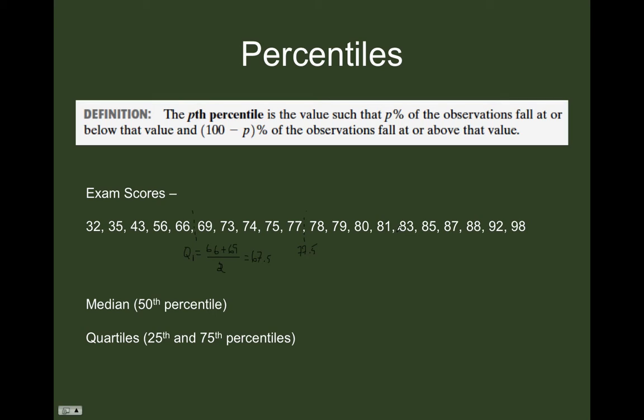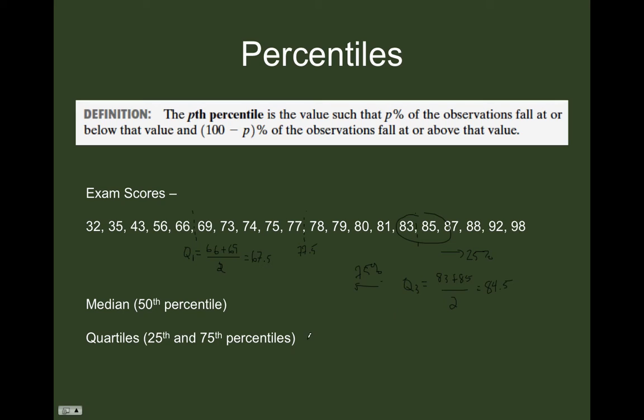And then we can do the same thing down here for the 75th percentile, which means 75% below. The 75th percentile means p% fall at or below, so 75% below, and then 25% above. And again, there's no middle number, so I'm going to average those two. We use Q3 as the notation for the third quartile. And 83 plus 85 divided by 2 is, I believe, 84.5.